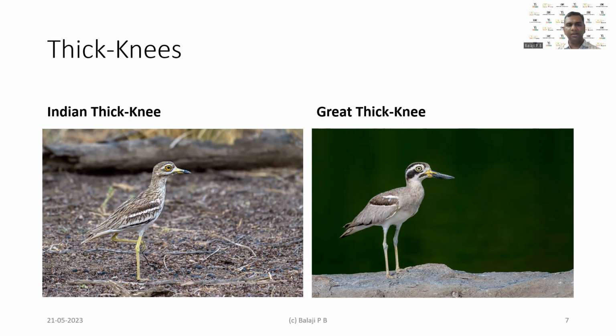The Indian thick-knee is slightly smaller in size when compared to the great thick-knee. It has a lot of streaks on its upper body, whereas the great thick-knee does not have so many markings or streaks on the upper body. It has a much plainer looking upper body, but the facial markings are very prominent in the great thick-knee. But looking at both of these birds, you can tell that they're closely related species.